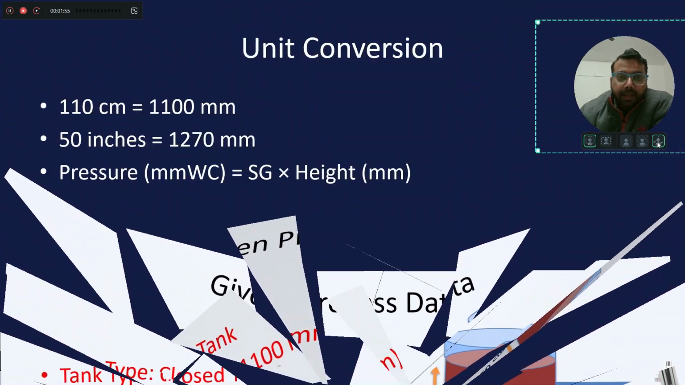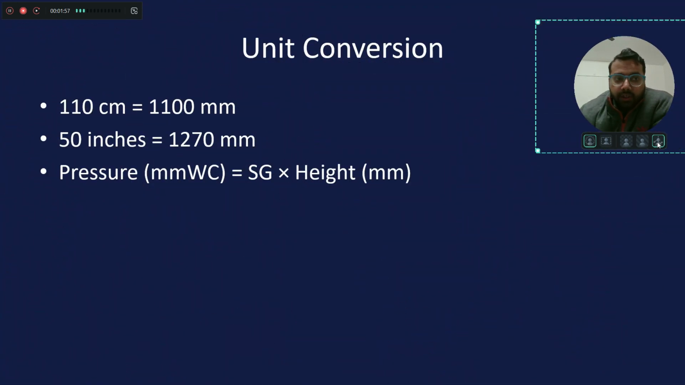The unit conversion you have already seen. I converted all the units into mm for the ease of calculation so that you can understand very easily. So this is the calculation. Now at the end, you can see there is a pressure. How can we calculate the pressure head of any tank? It is simple: the height of the fluid into the specific gravity of the fluid gives us the pressure head of that particular tank.